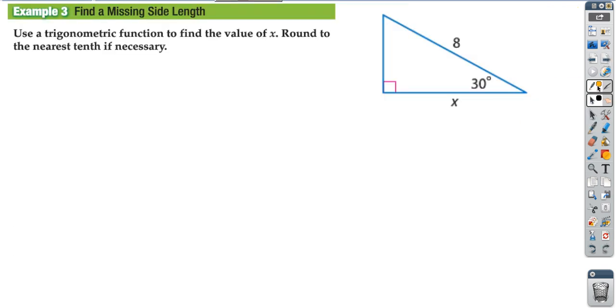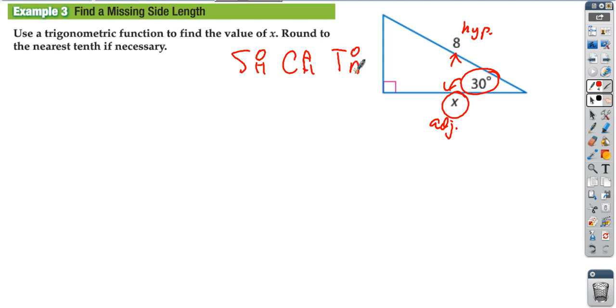All right, let's use that now to find some of these trig values. So it says use a trig function to find the value of x. Now this is a missing side. In the previous one we were missing angles, now we're missing sides. So this right here, it looks like that x is adjacent and that's the hypotenuse. So if we have adjacent and we have hypotenuse, the question is which of these three would we be using? SOHCAHTOA, well, adjacent over hypotenuse, it's cosine.